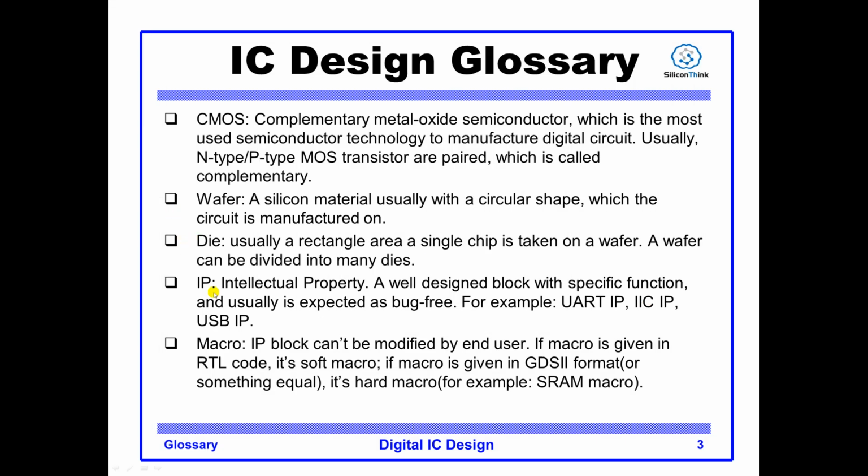And IP represents intellectual property. Intellectual property is usually a well-designed block with specific functions and is usually expected to be bug-free. Expected, but not sure. Just expected. For example, a UART IP, an SPI IP, a USB bus interface IP, a RISC-V CPU core IP.